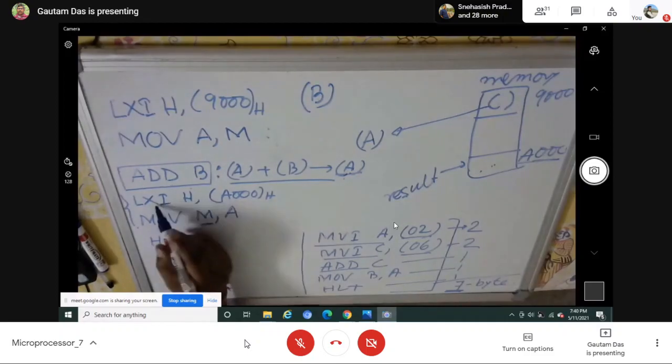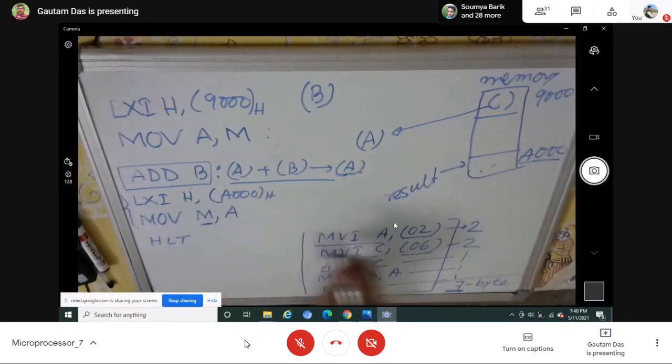Then, combining these two, your processor is able to move the content of the accumulator into the memory whose address is there at HL as A000. That means here the result will be stored. So in this way, by using this instruction, you can move data between memory and an internal register.